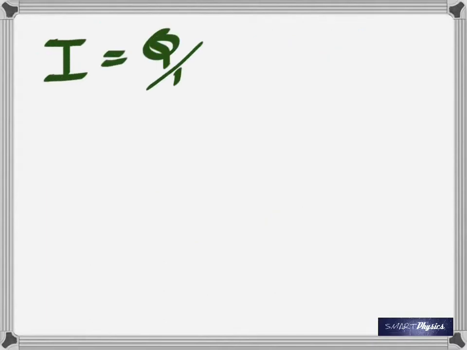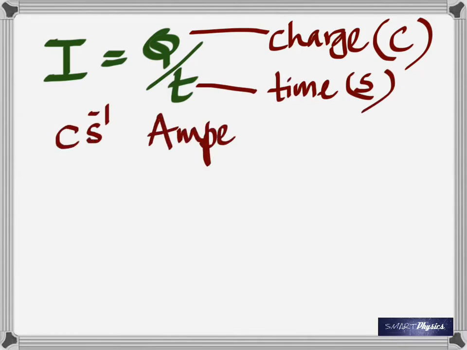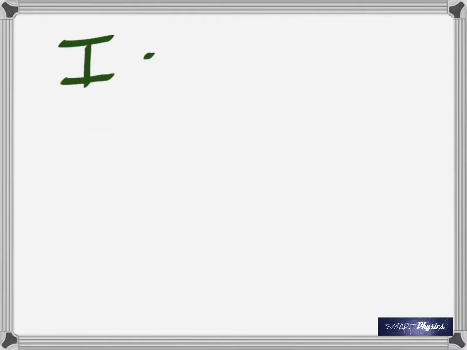And current is defined as Q by T, the rate of flow of charge. Q is the charge in coulombs, time in seconds, and then you will get current in amperes. And actually it is nothing but coulomb per second. So 1 ampere is 1 coulomb of charge flowing in 1 second. And the symbol for ampere is not AMP, it's just an A, capital A. That's the symbol for ampere.